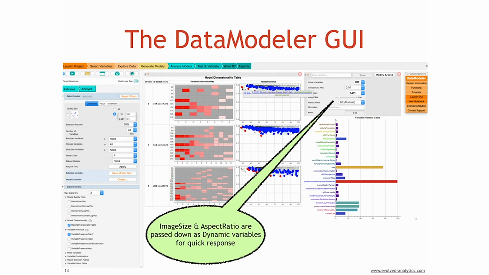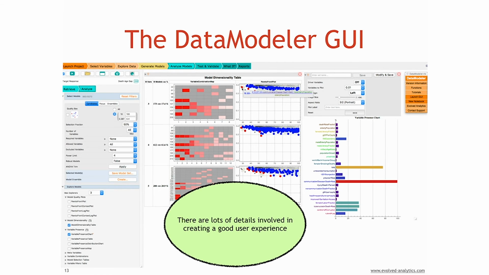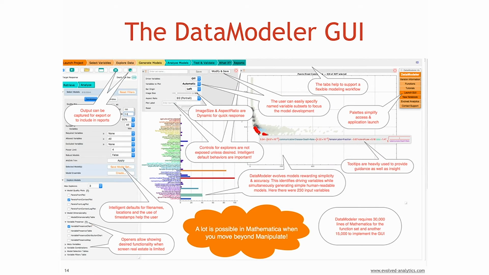And then I guess finally, the things that can be dynamic should be dynamic. So here the image size and aspect ratio are dynamic, so the user can just slide that and the plot scales quickly, so you don't have to recreate the plots and the analysis to generate that view. So a lot of details went in there. And this is just a single slide with what I just talked about.